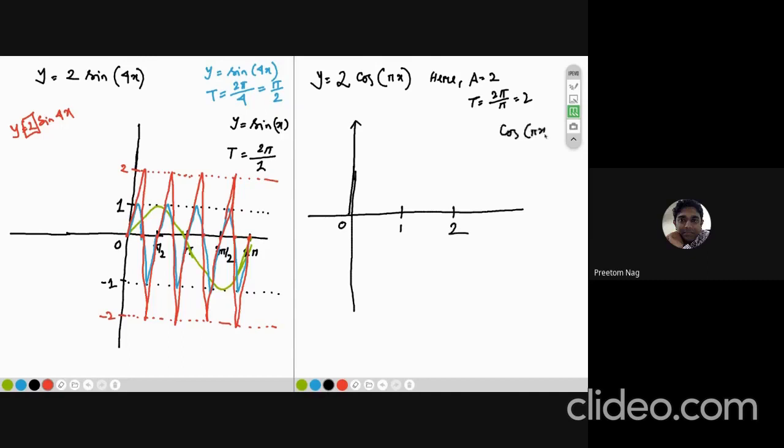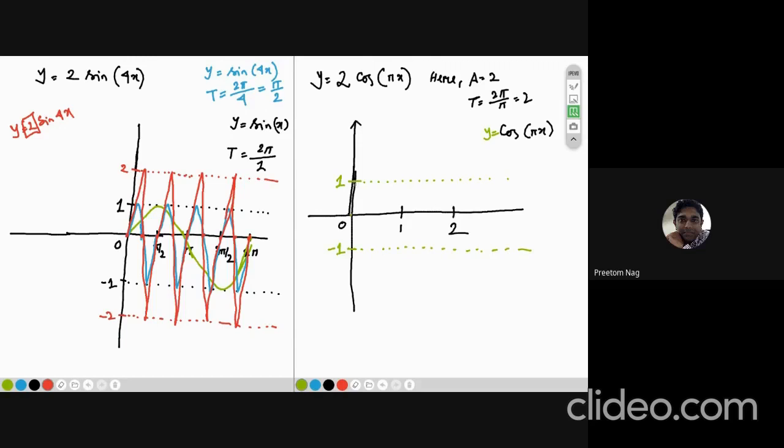Cos pi x এর গ্রাফটা আমরা আগে ড্র করি using this color, y equal to cos pi x, then we will amplify by 2 times. Okay, so cos pi x এর গ্রাফ যে ড্র করতে চাই, so this is 1, this is minus 1. Okay, put a boundary line, so the graph will be bounded by these 2 lines. So period is 2, so graph will be, cos will be starting from 0 to 1, right?